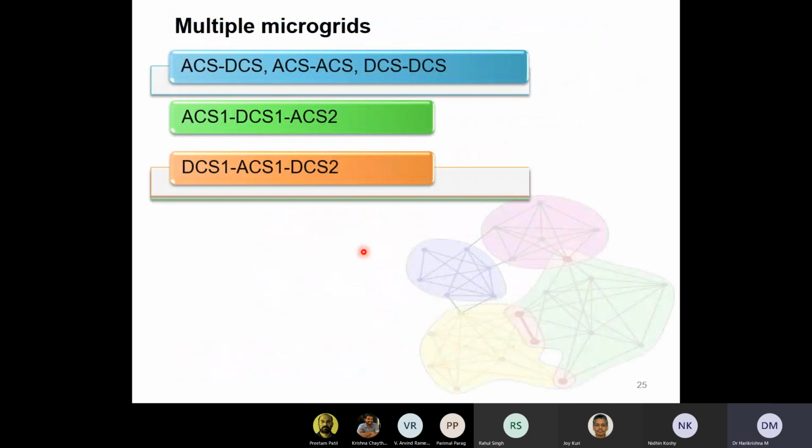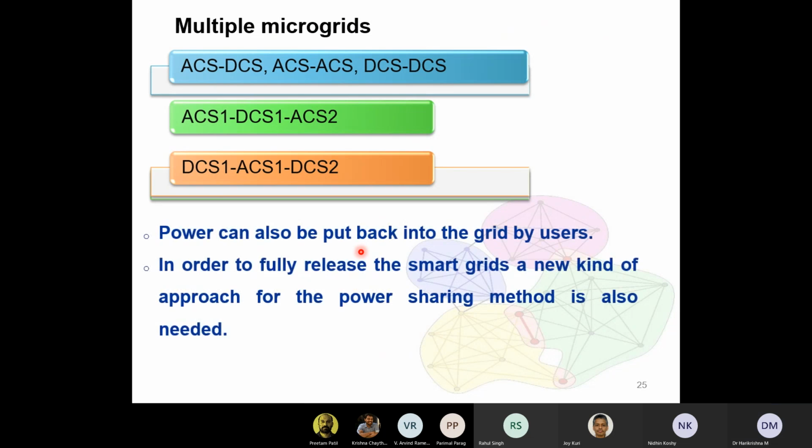So overall, it can be concluded that in multiple AC microgrids, the following scenarios may occur. Even if I take 10 multiple microgrids or 100 multiple microgrids, the maximum scenarios can be disaggregated into 3 types: either power flow from AC to DC, or AC to DC and DC to AC. The last one is DC to AC and AC to DC.